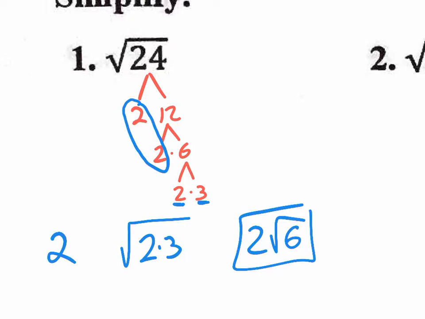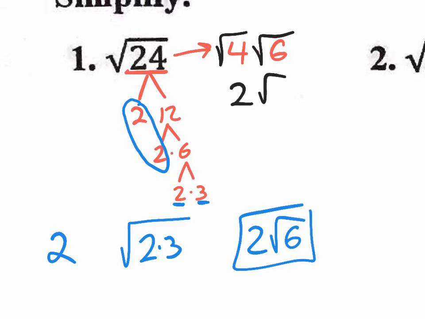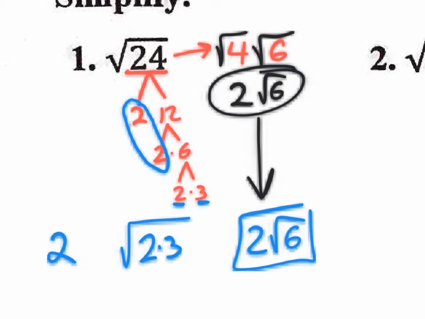Or you could do what I first taught you. 24 is not a perfect square number. Rewrite it with multiplication to get a perfect square number. That would be 4 times 6. And then you could split the root, and you'll get your final answer, 2 square root of 6. Same thing, just depends what you feel more comfortable with.